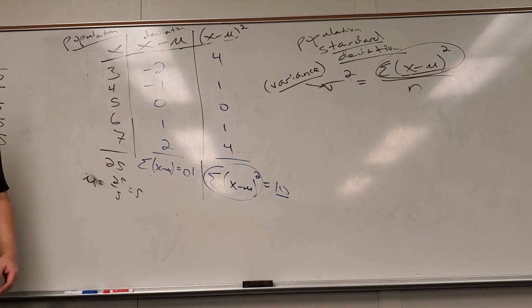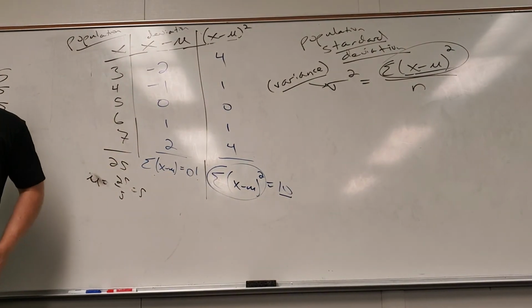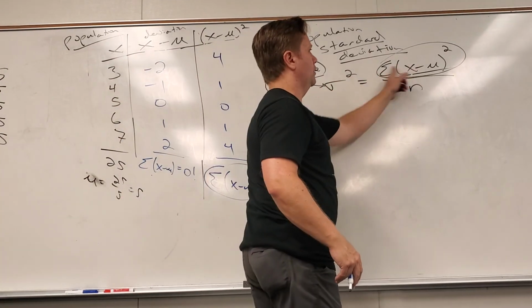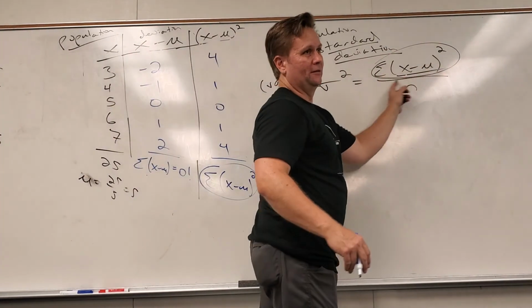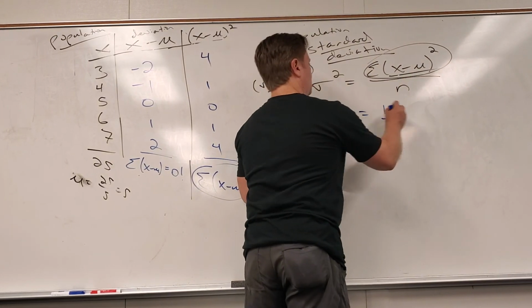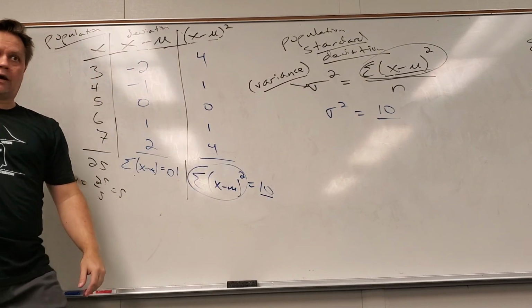I'm not putting stuff in for X or mu. I know what the whole thing is. So that is 10. So here I'm going to replace that with 10. And the N is still, of course, 5.